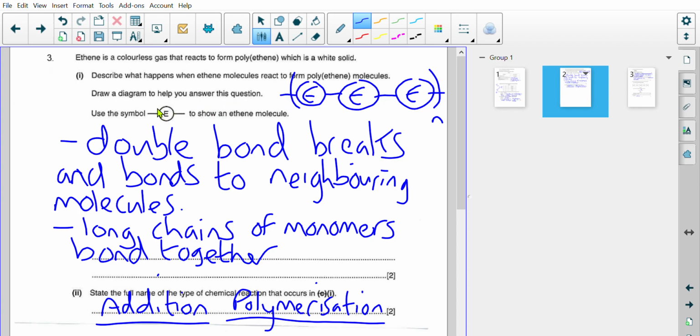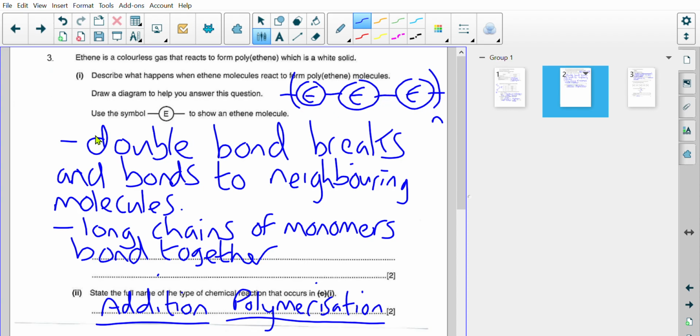Personally, I think it would be easier if they just let us draw it properly. Give us 2 carbons, double bonds on it, some hydrogens. Let us just do it right, rather than try to simplify it and put these little E's in there. I don't think that actually helps. But anyway, you can see up here, the little E's should join together to form a longer chain. Okay, so I've put 3 together there.